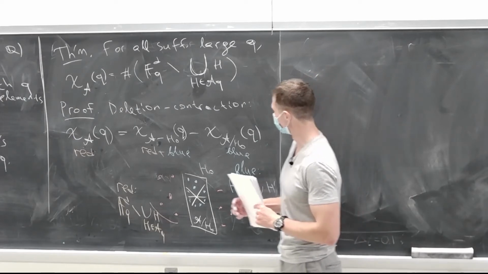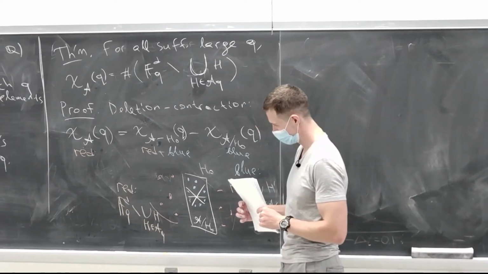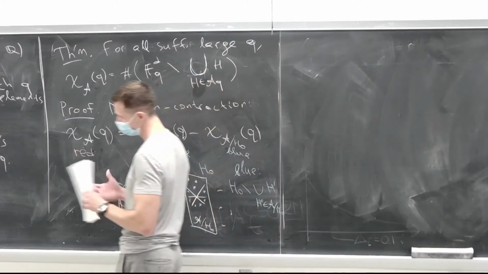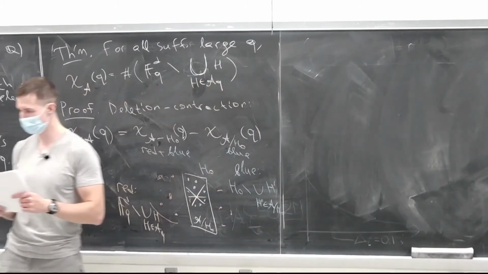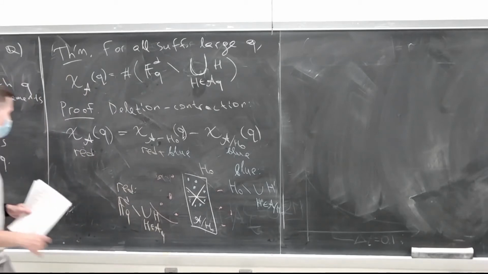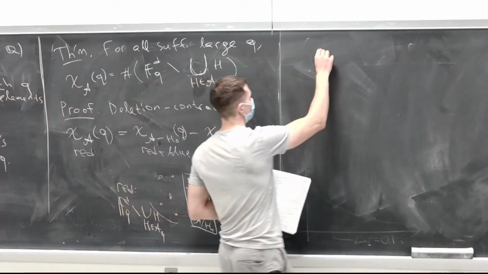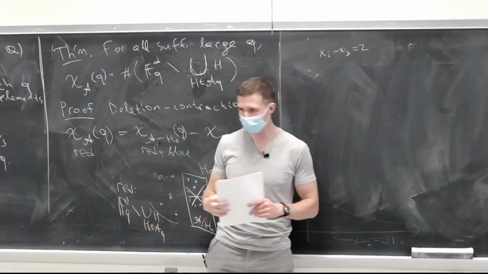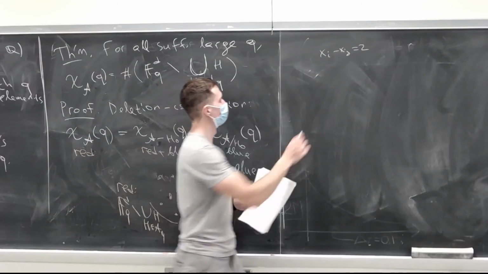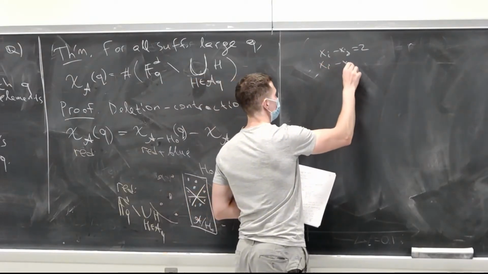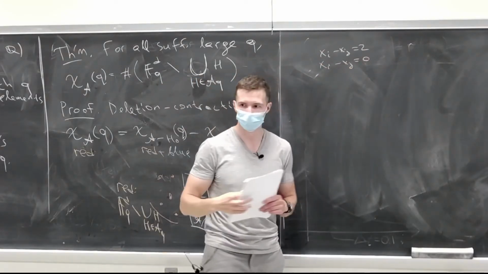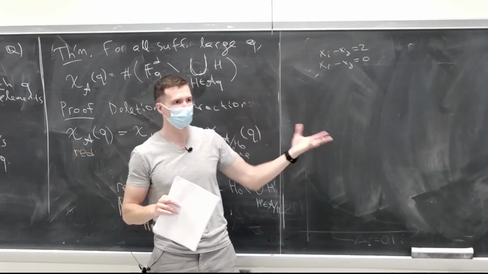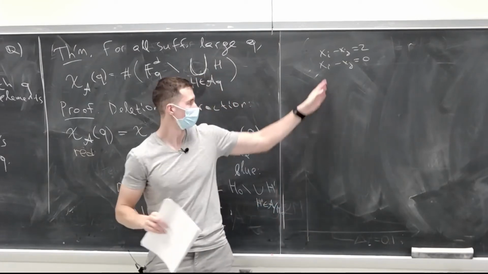Why do we need Q sufficiently large? That's a very good question. What can happen for small q? Let's say you have a hyperplane of the form xi minus xj equals 2, and then you have another one, xi minus xj equals 0. These two hyperplanes don't intersect. If you look at the intersection poset, these two don't intersect.